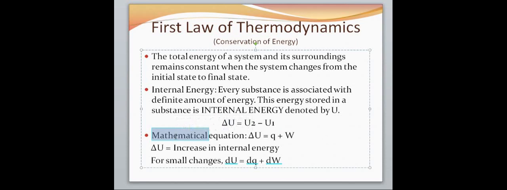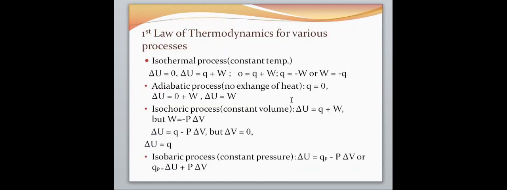How do I write down the mathematical equation of internal energy? Delta U is equal to Q plus W, where Q is heat and W is work. So what is delta U? It is the increase in internal energy. For small changes, if the change is very, very small, I make it dU is equal to dQ plus dW. Those are for small changes. So you'll always deal with internal energy in this form, that is delta U, the increase or change in internal energy.